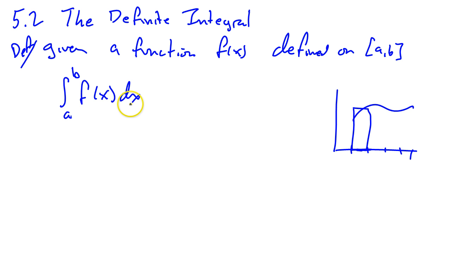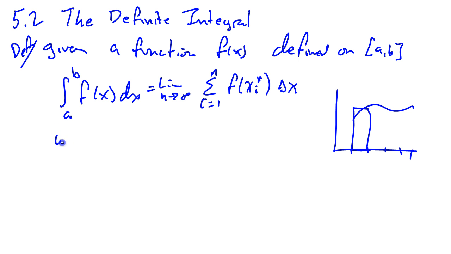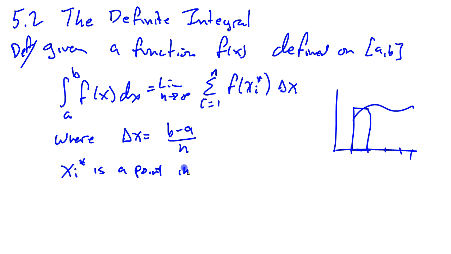But anyway, this is how we define the definite integral: the limit as n goes to infinity of the sum, i equals 1 to n, of f of x i star times delta x, where all these symbols mean the same as they did in section 5.1, where delta x is b minus a over n, so the total length of the interval divided by how many pieces you're chopping it into, and x i star is a point in the ith subinterval.